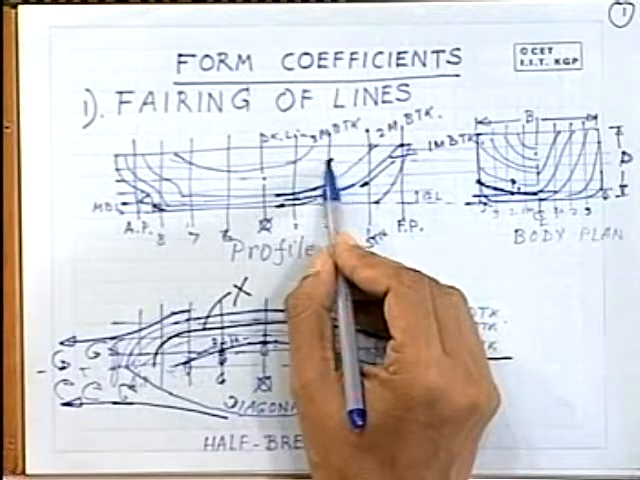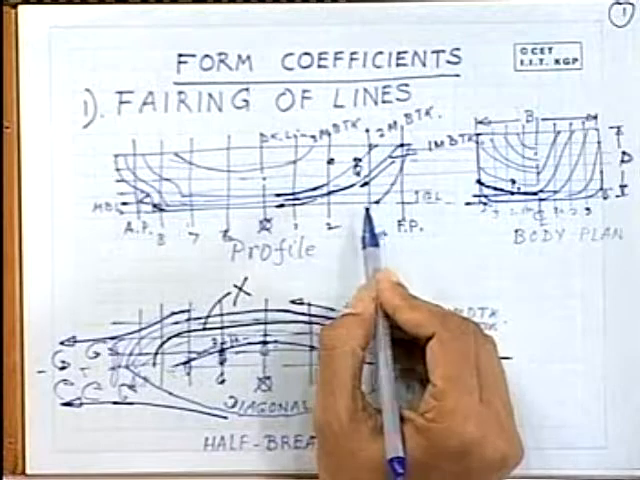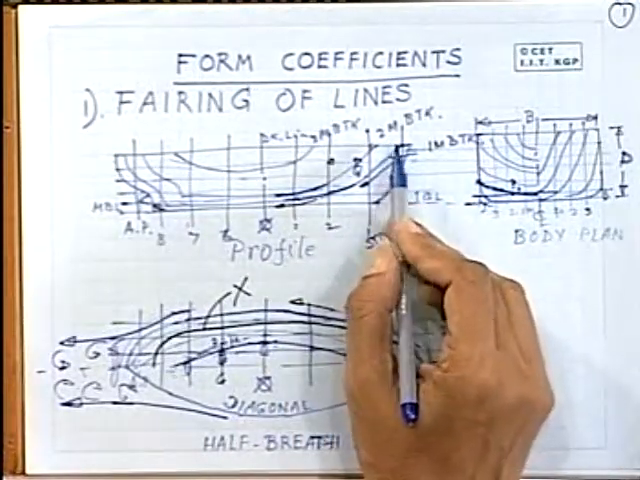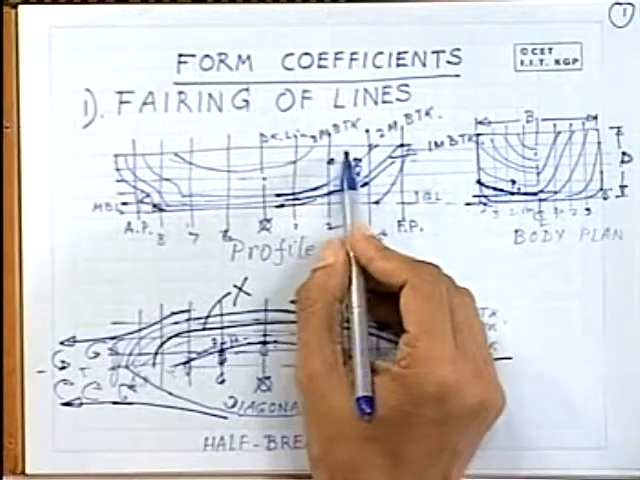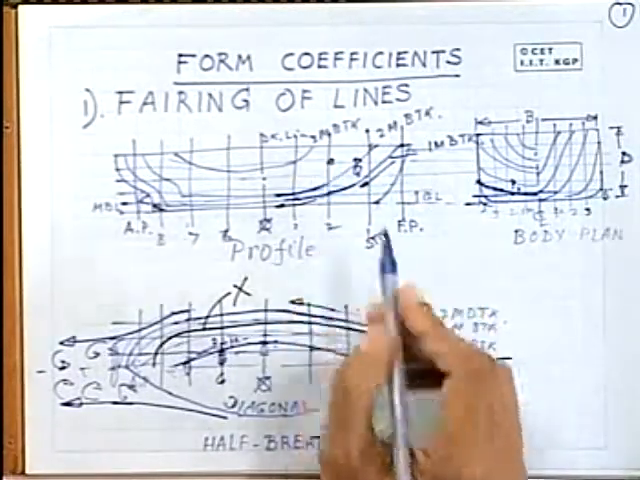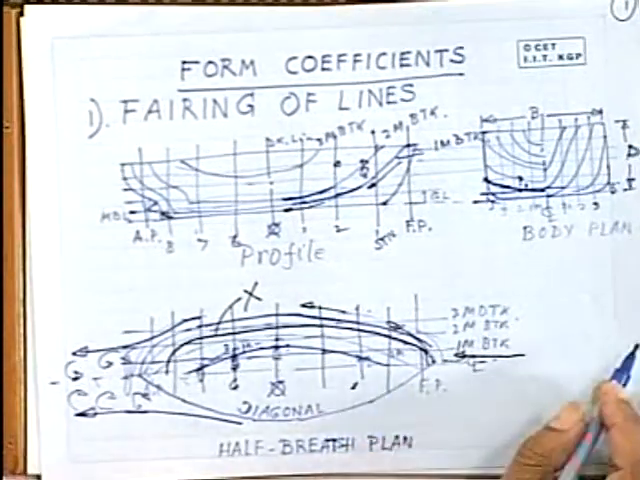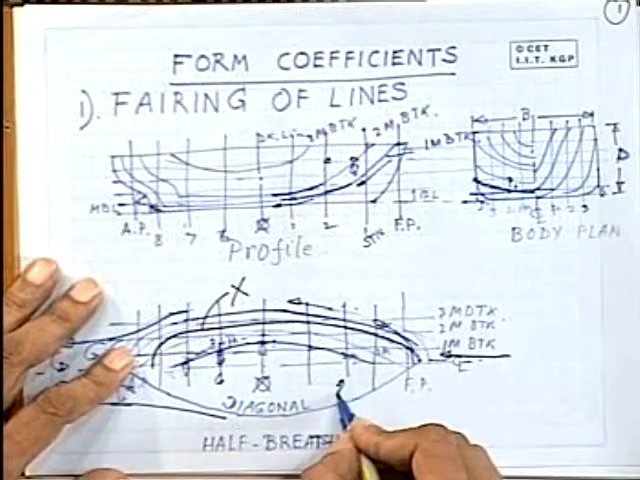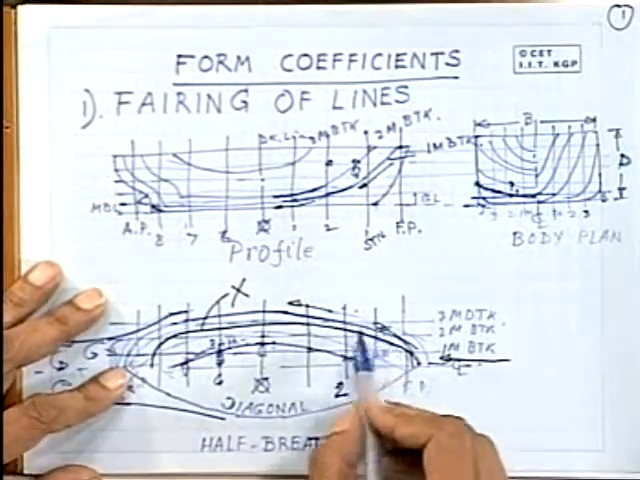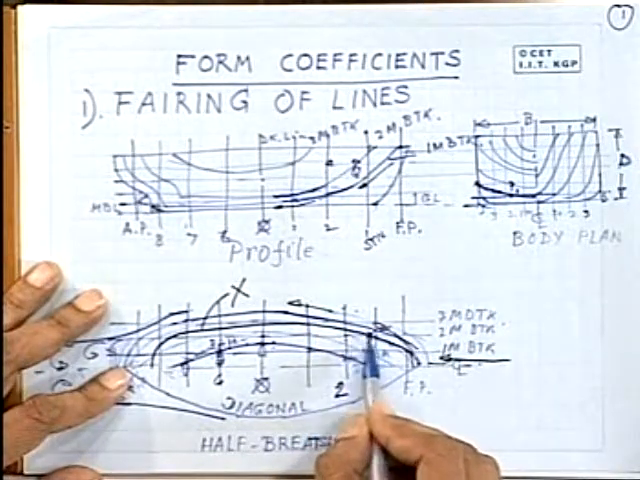So this may be the distance of a point, say Q, from station number 2. If in the drawing one looks at the 2-meter buttock, say this is the point Q, so it is at a certain distance from station number 2. Now here again we can see from here station, of course my drawing is only a sketch. If you draw the lines properly, this distance should be the same here also in the half breadth plan.